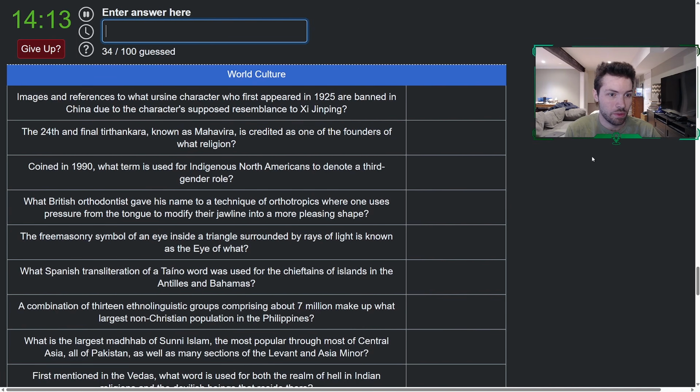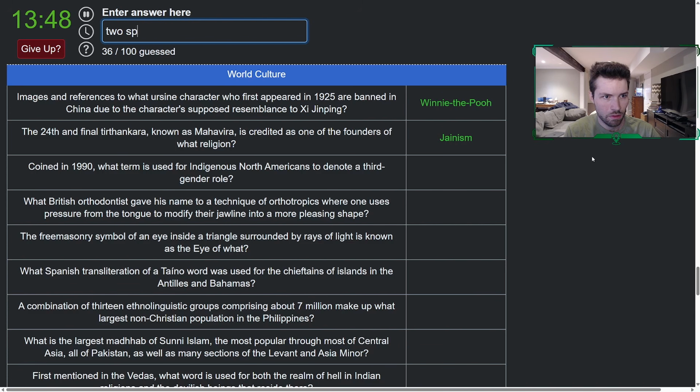Images and references to what Earth sign character who first appeared in 1925 are banned in China due to the character's supposed resemblance to Xi Jinping? That is, of course, Winnie the Pooh. The 24th and final Tirthankara, known as Mahavira, is credited as one of the founders of what religion? Is it like Jainism? Okay. Coined in 1990, what term is used for indigenous North Americans to denote a third gender role? Two-spirited?